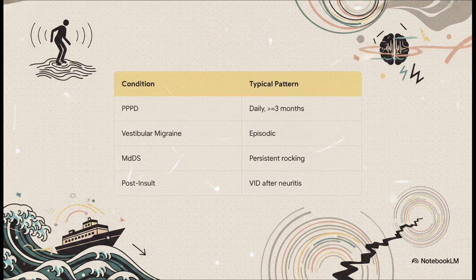Next is vestibular migraine. This presents as episodic vertigo with migrainous features, but interestingly, interictal visual-induced dizziness, meaning between the major attacks, is super common here. Then there's mal de débarquement syndrome, or MDS, which is that persistent rocking or swaying feeling after travel, like a cruise, and it classically improves with passive motion. And finally, post-vestibular insult. This is VID that emerges in the weeks following a discrete event like vestibular neuritis, or even treated BPPV, where the visual dependence just stubbornly persists long after the initial physical insult has healed.